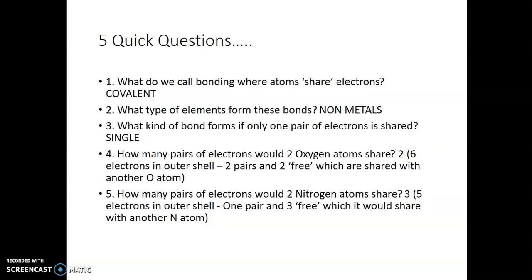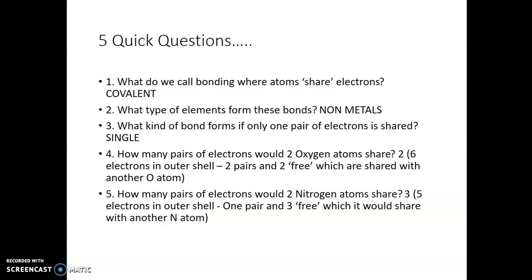So, looking at the answers, number 1, what do we call bonding where atoms share electrons? That is covalent bonding. Remember, sharing is caring, covalent. Number 2, what type of elements form these bonds? These bonds form between non-metals. Remember from previous work we've done, if it's a metal and a non-metal, that is ionic bonding. Non-metals form covalent bonds where they share electrons.